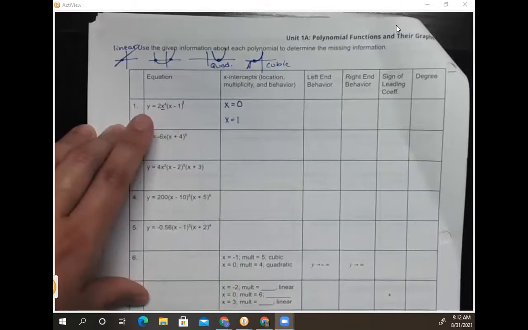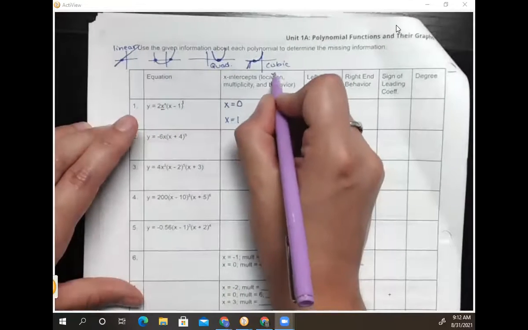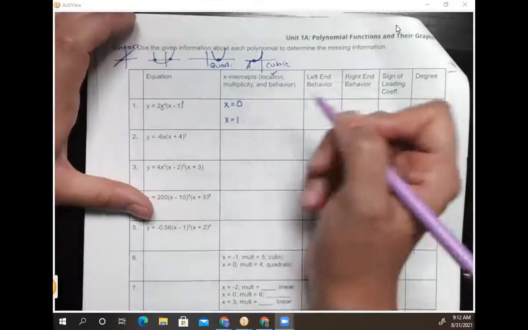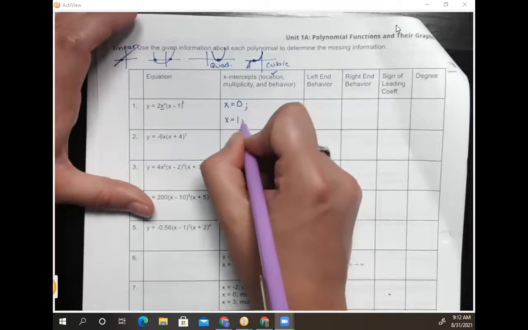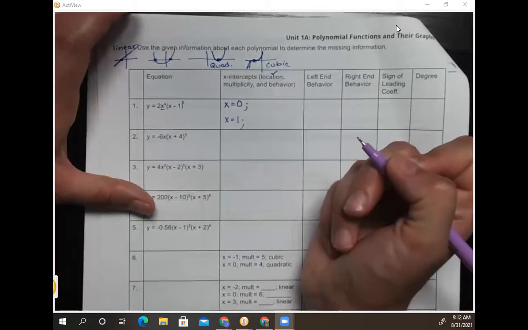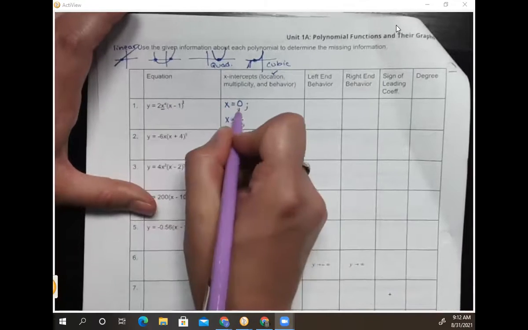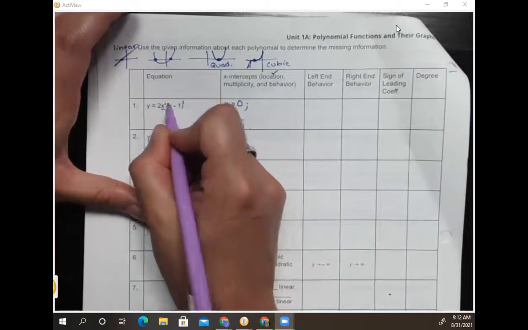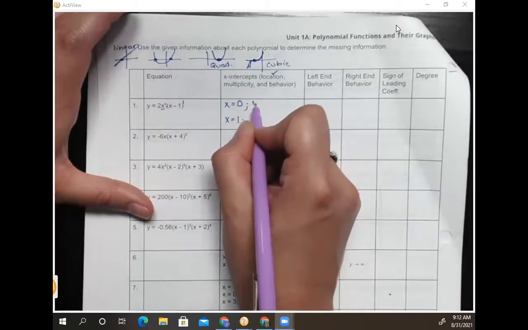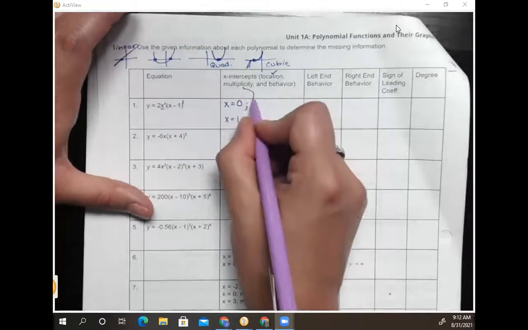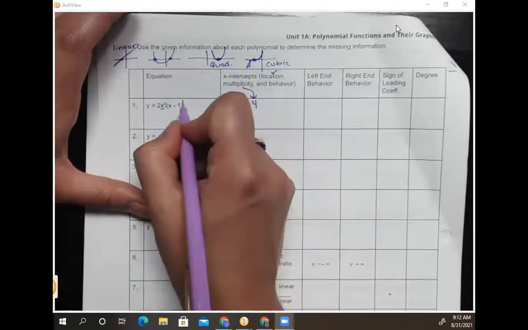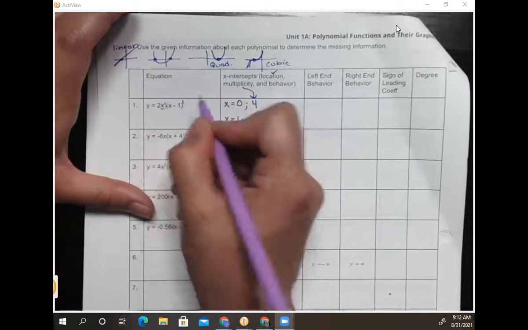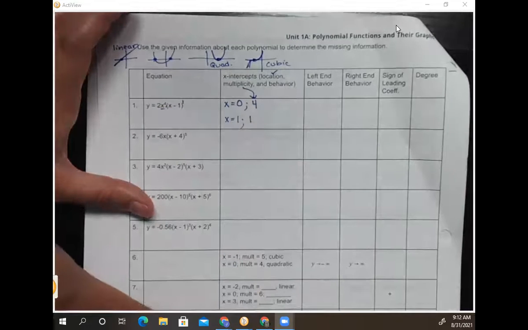Now we're going to take it a step farther. So we found the location of our x-intercepts. Next, we're going to talk about multiplicity. If I ask you for the multiplicity of your x-intercepts, that's just the exponent on its factor. So 0 came from this guy. Its exponent is 4. That means that its multiplicity is 4. For x equals 1, that x-intercept came from here. Its exponent is 1. That means that its multiplicity is 1. Multiplicity is just the exponent on the factor.